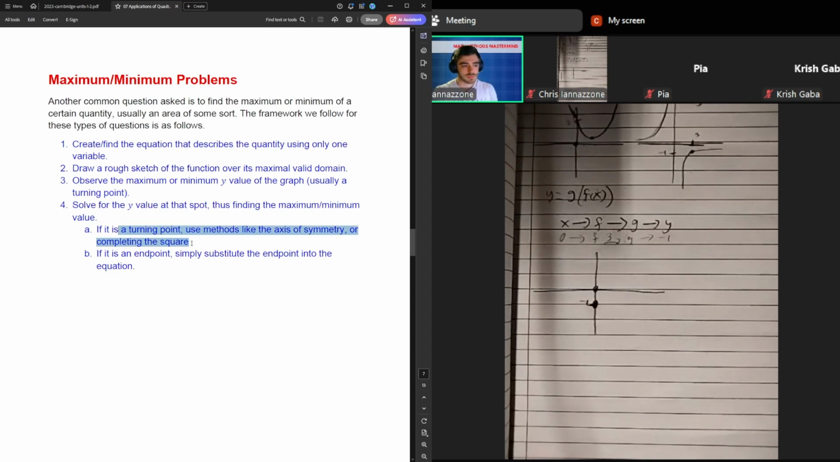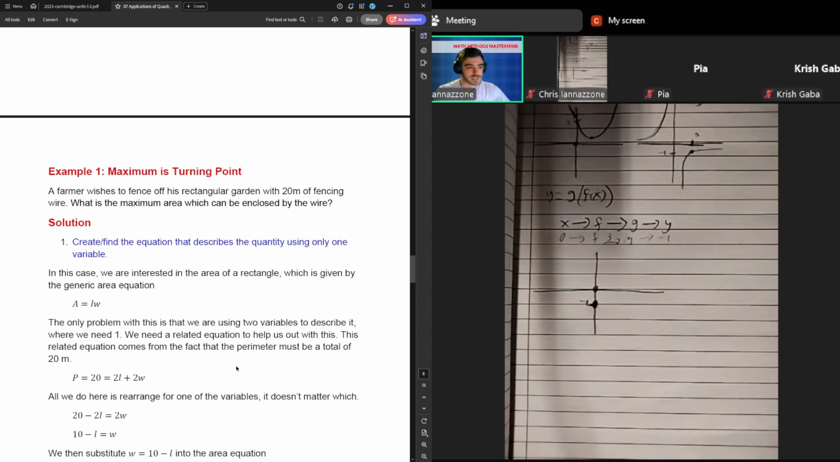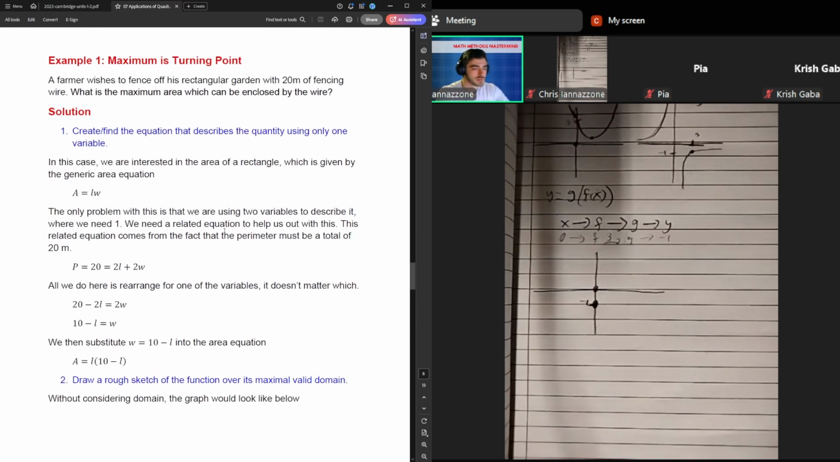If it's a turning point, use turning point methods. If it's an endpoint, you're just going to sub in that x value. So we have an example here, which is a rectangular garden, 20 meters total of fencing wire. So a full perimeter would be 20 meters. What is the maximum area that can be enclosed by the wire?